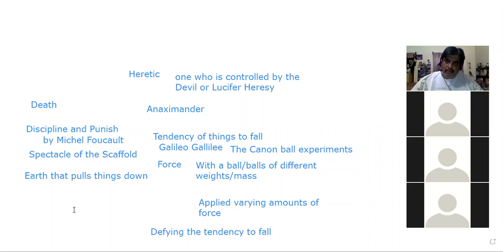So all the things that he basically showed were, everything has this tendency to fall, including the human being. He said, if we jump from a height, we fall. We don't stay suspended, right? So he located that tendency in the earth. And that's how, after a lot of calculations, we have the theory of gravity.